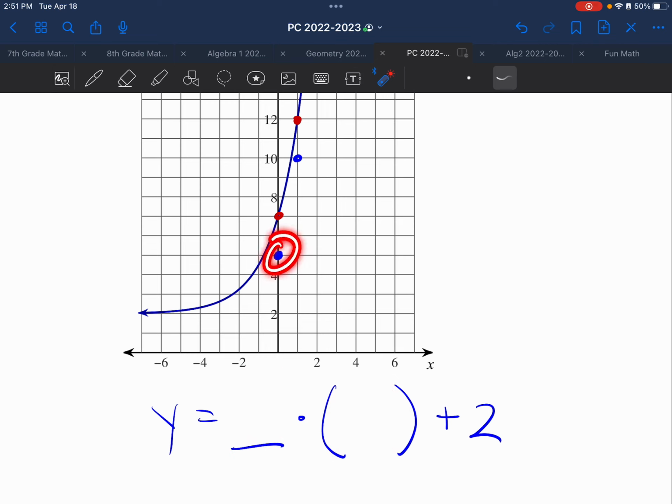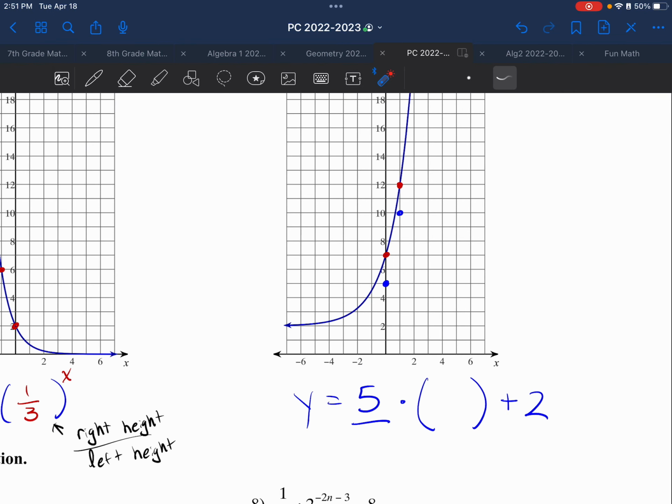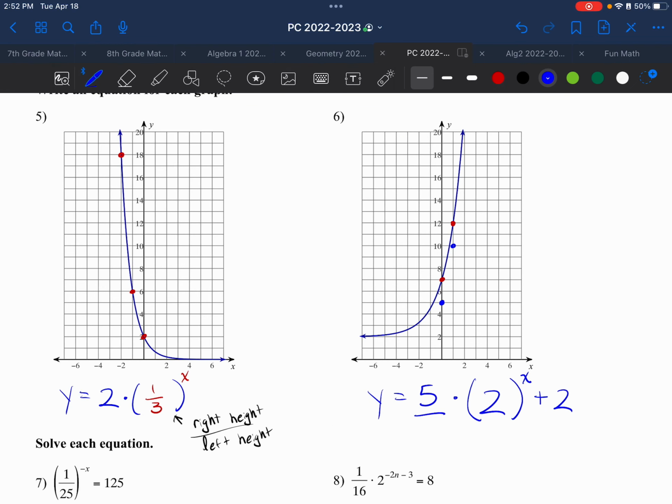So notice that the y-intercept here was 5. So this number has to be a 5. And notice that this number, I went from a height of 5 to a height of 10, which means I multiplied by 2. Or you can use this formula. The right height was 10. The left height was 5. 10 divided by 5 is 2. So this number in here has to be 2. And don't forget this has to be to a power of x. So there's our equation. I'm not going to box it because there's not a bunch of work floating around where it's hard for me to see the answer. I will undo this underlining of 5, though.